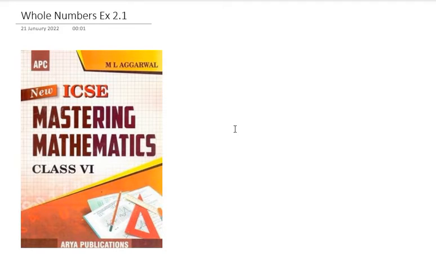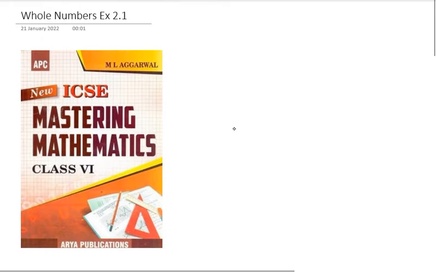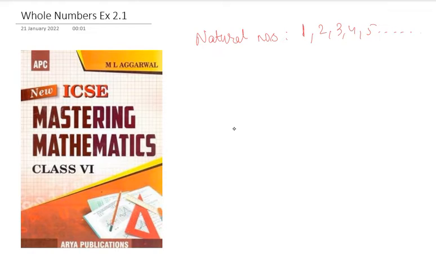Mathematics Class 6. Before we start with this exercise, I would like to tell you a few things about what are whole numbers and what are the different kinds of numbers possible. So, what are natural numbers? The first question. Natural numbers are generally known as counting numbers that we can count on our fingers. So it starts with 1, 2, 3, 4, 5, and it goes on.